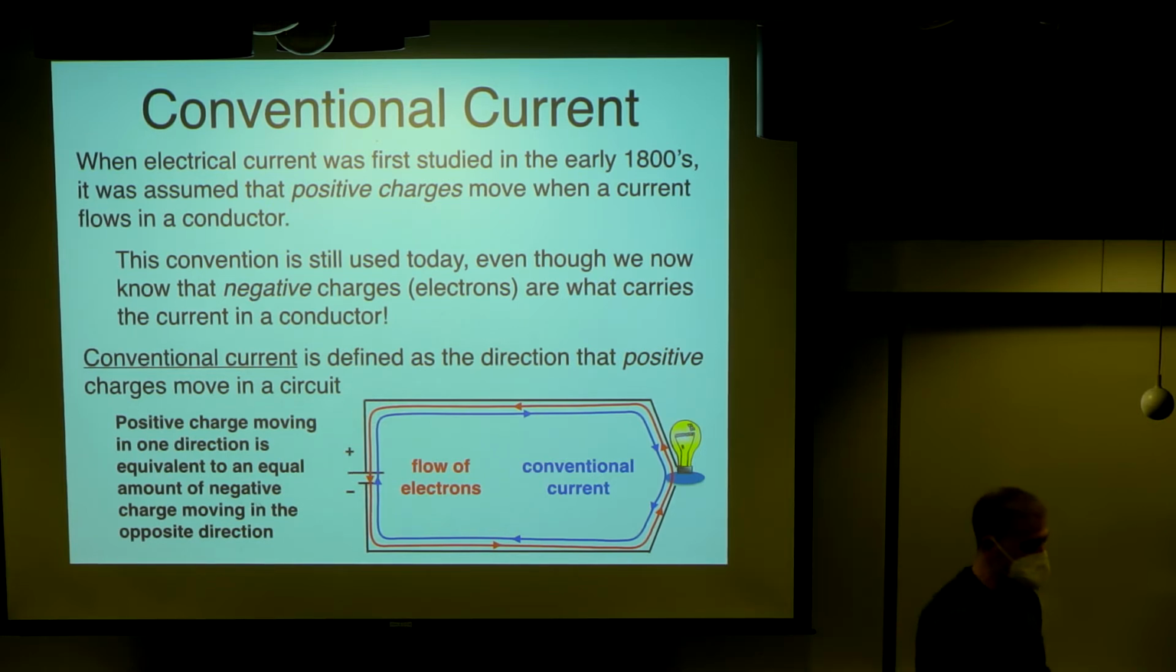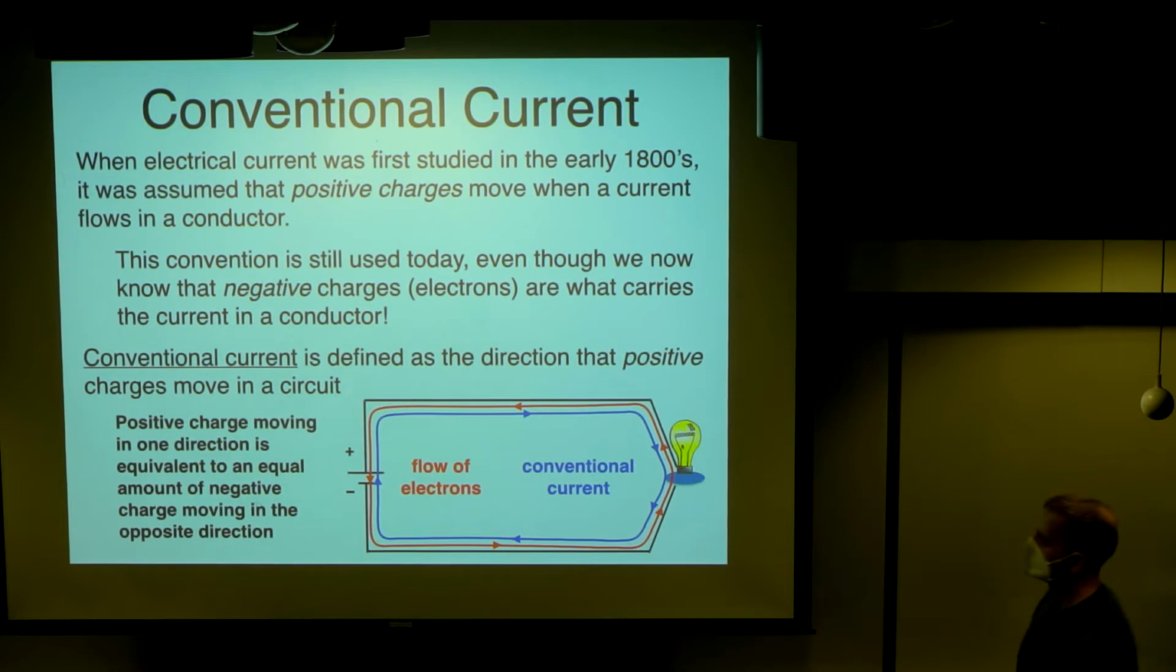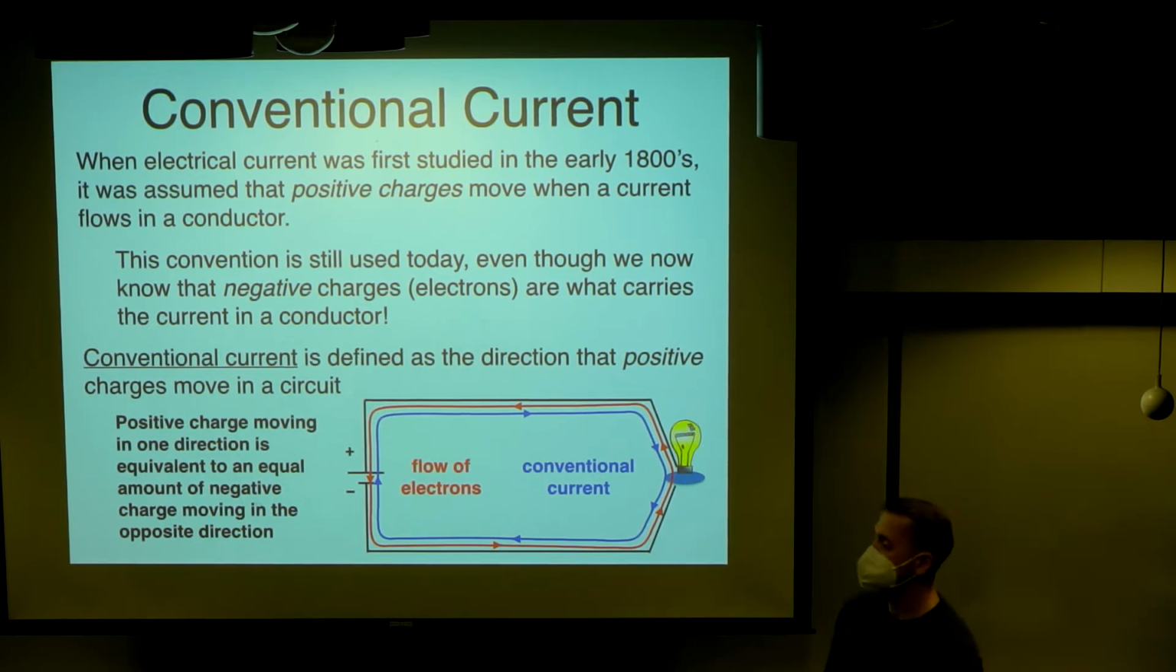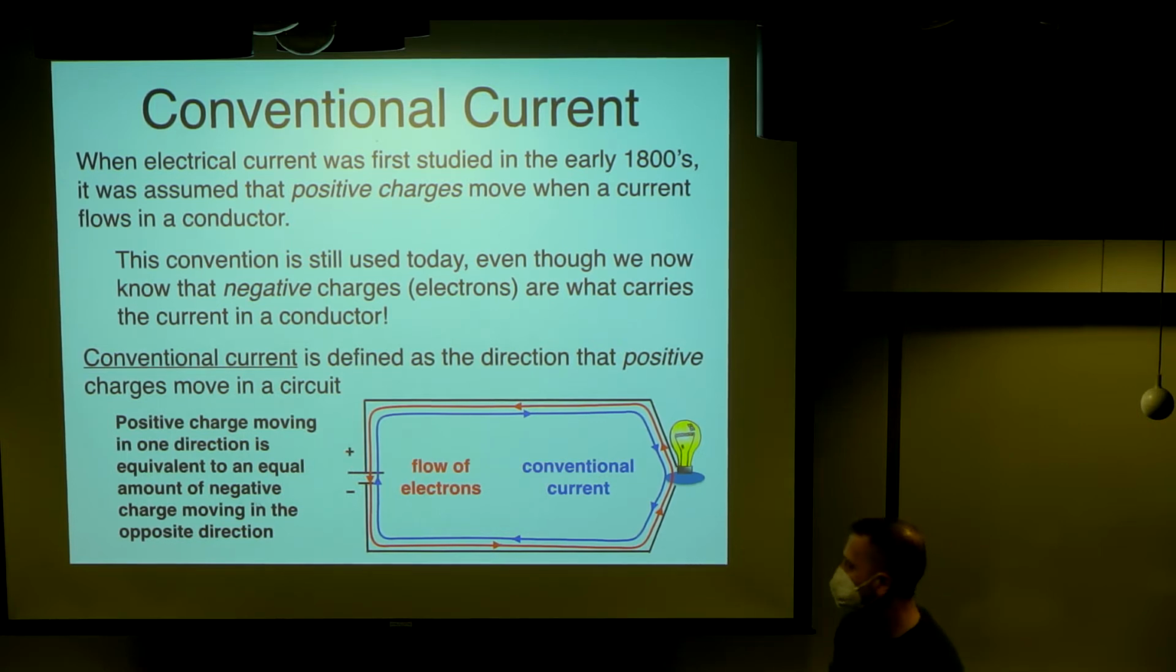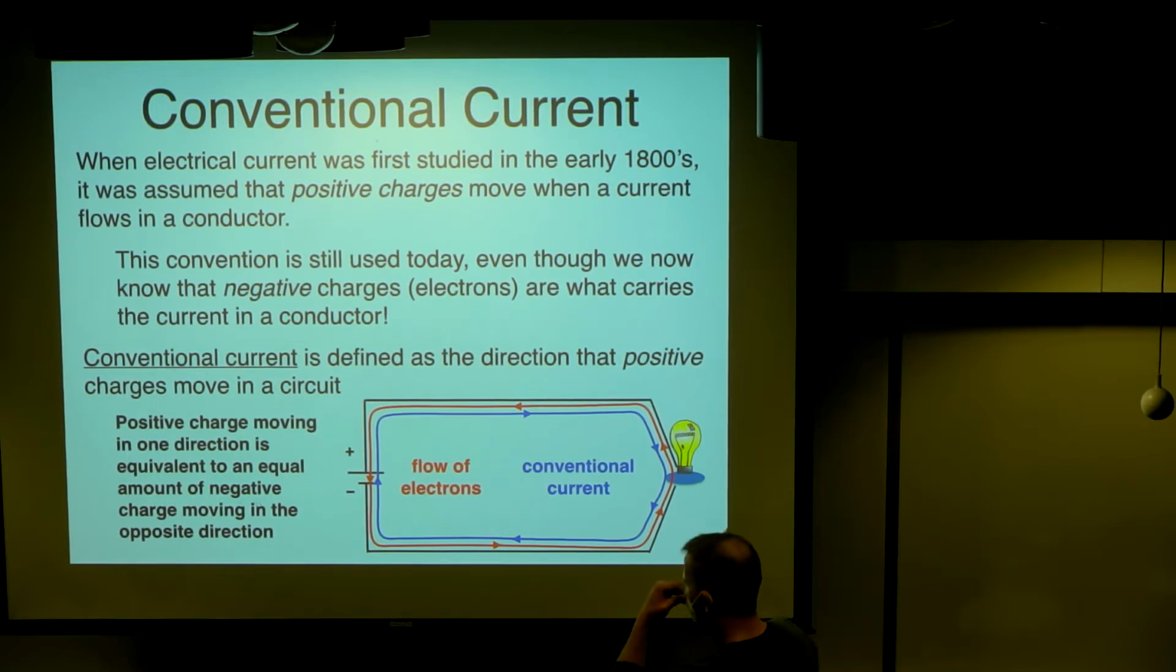So this is what we call conventional current. Conventional current is the direction that positive charges would move in a circuit. Okay, so here's the picture you should have in mind when it comes to current. Let's say, again, let's take the simplest possible circuit. We have a battery here connected to a light bulb. Okay, this is the positive electrode, this is the negative electrode of that battery.